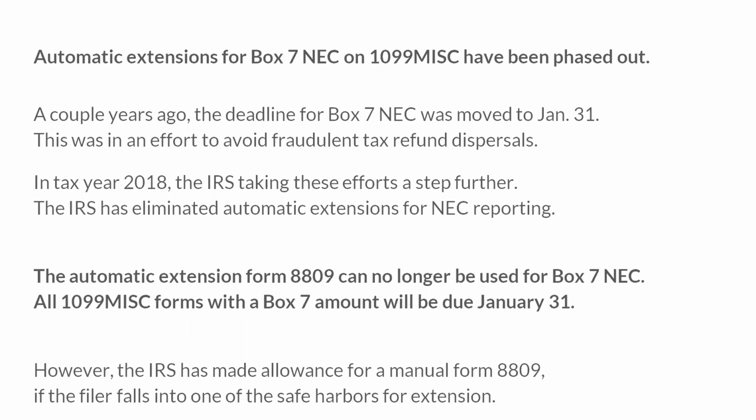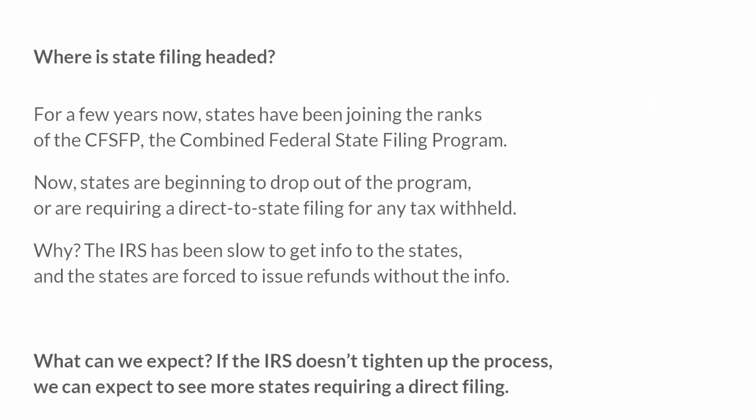The automatic extensions I mentioned is something that was phased out last year. Prior to that, you could get an automatic extension for your Box 7 non-employee compensation and get that extra 30 days to do the filing, but that has gone away. There are still extensions available for other boxes on the miscellaneous form as well as other forms like the dividend or the interest form, but you can no longer use that automatic extension for Box 7 filing.